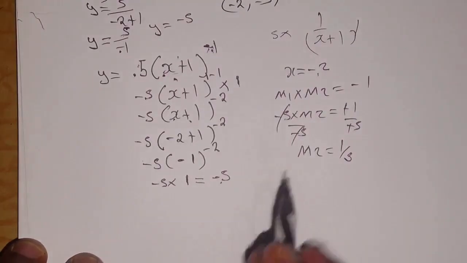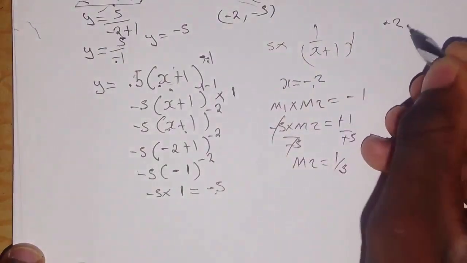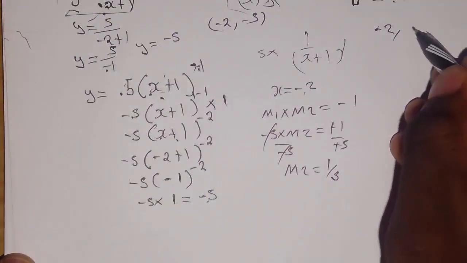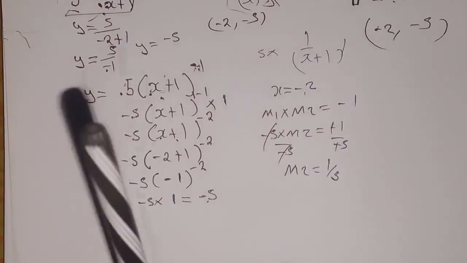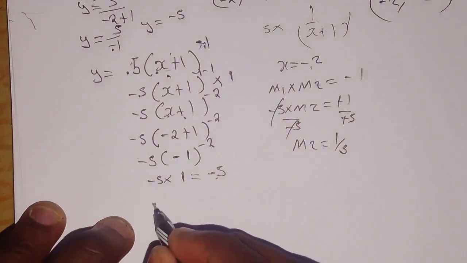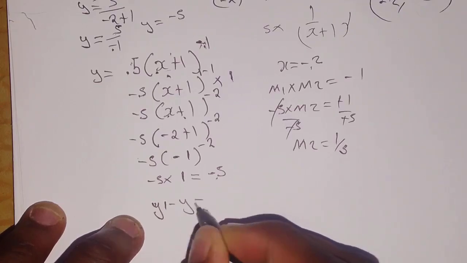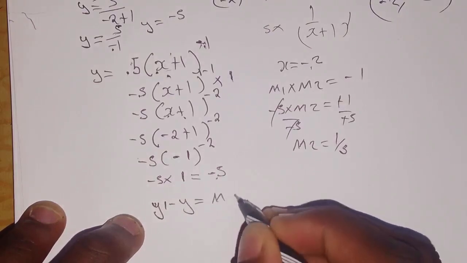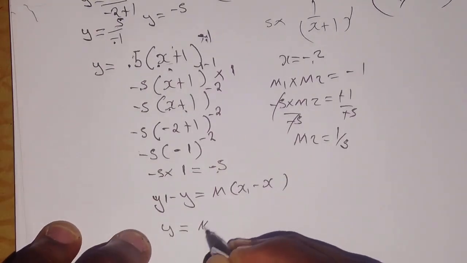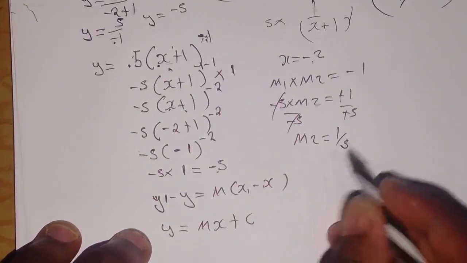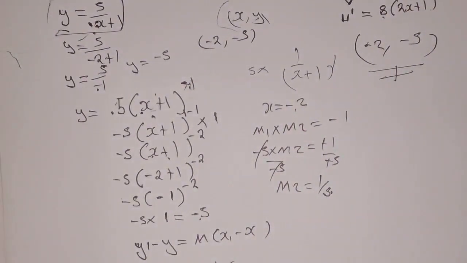Okay, then you just find your equation. Of the coordinates, we found negative 2 for x, and for y we found negative 5. You can now find the equation easily using the formula y minus y1 is equal to m(x minus x1), or y is equal to mx plus c. You have your gradient, you have the coordinates. So I believe from now you can find the equation.